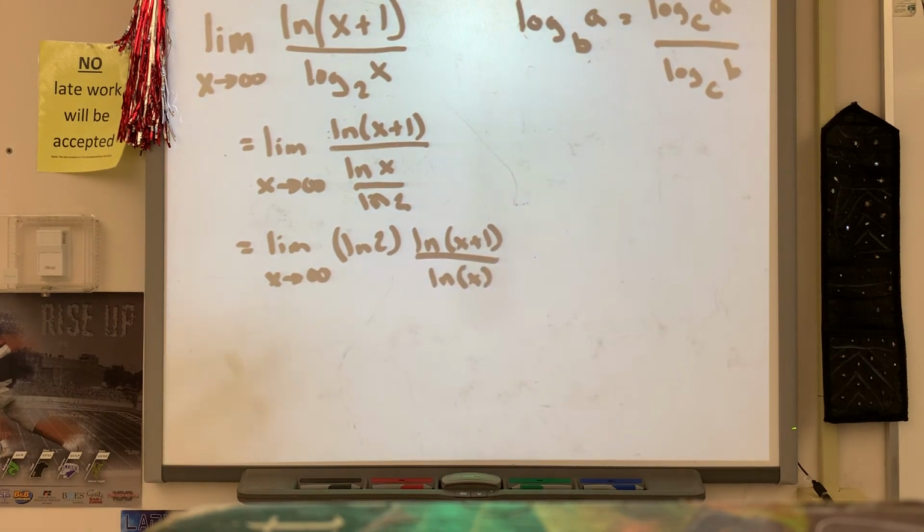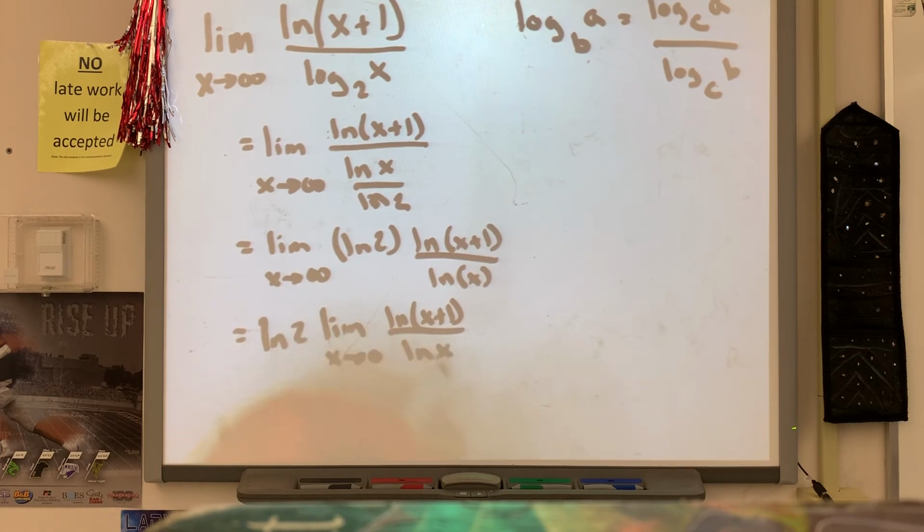Remember your properties with limits. If you have a constant factor that you are taking a limit of, that constant factor can come out front. So we have the natural log of 2 times the limit as x approaches infinity of this expression, the natural log of x plus 1 divided by the natural log of x.